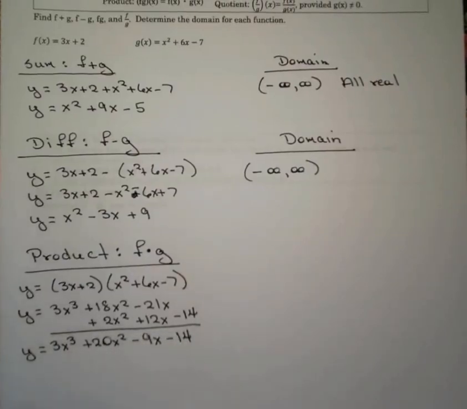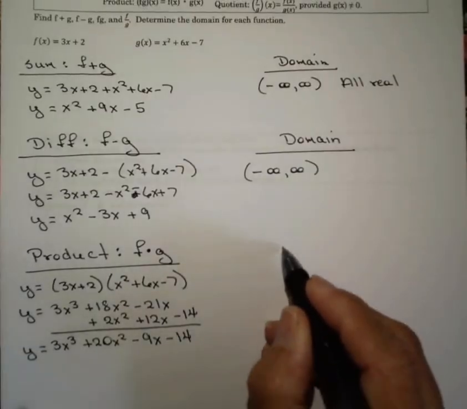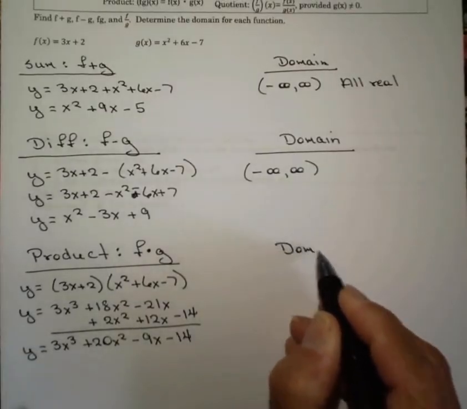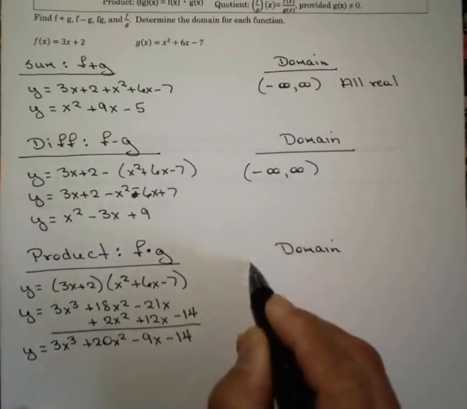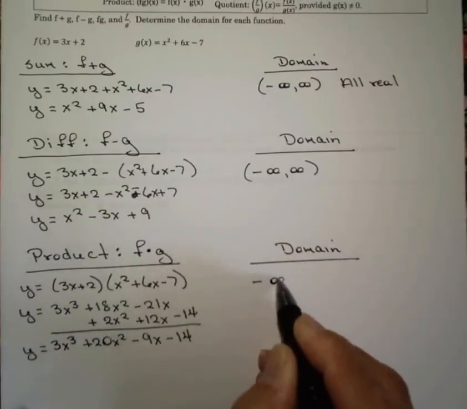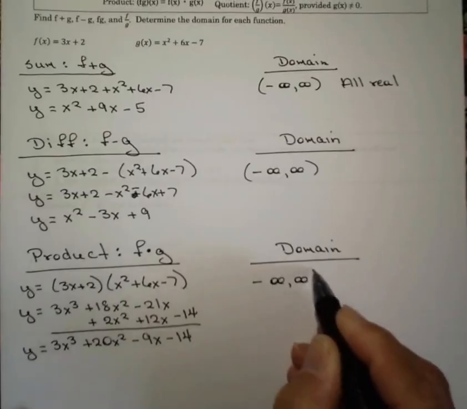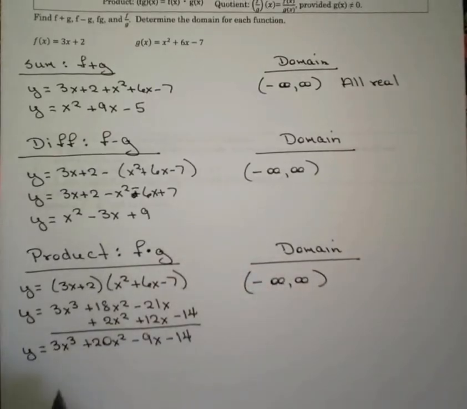Once again, I see no restrictions on the domain. If I see no restrictions on the domain from my two rules that I'm following, I can say it is, once again, the set of all real numbers. And now let's do the quotient, which is where we always run into some problems.